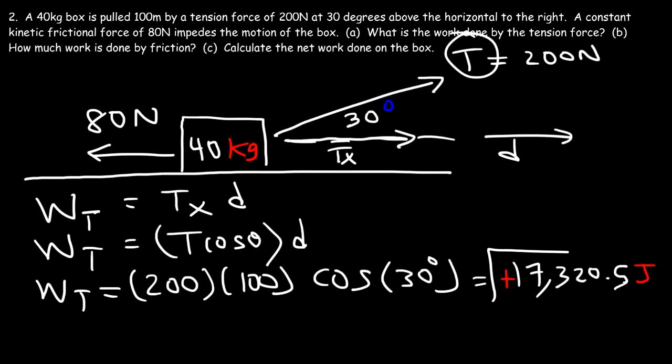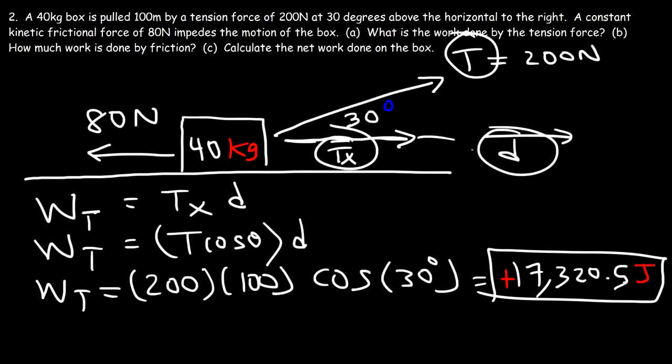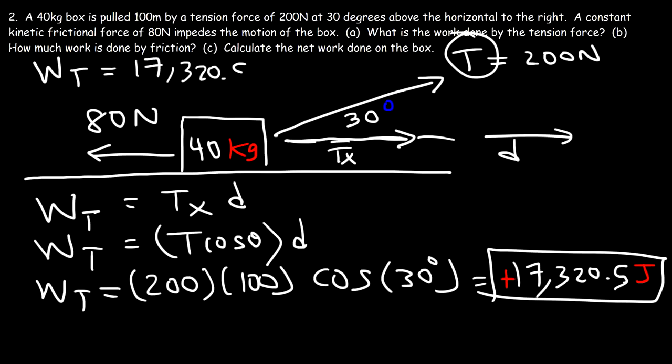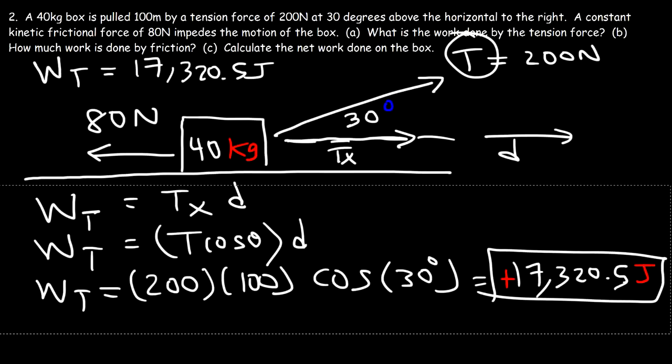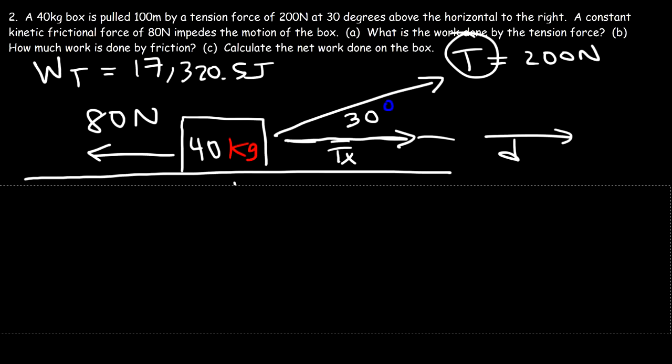Now the work is positive because Tx and d are both in the positive x direction. They're both moving towards the right, so positive work is being done by that force. Now I'm just going to rewrite the answer here so I can focus on part B. So let me go ahead and erase this. Now, what is the work done by friction?